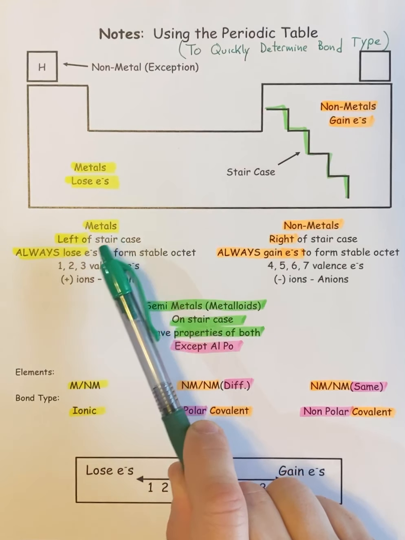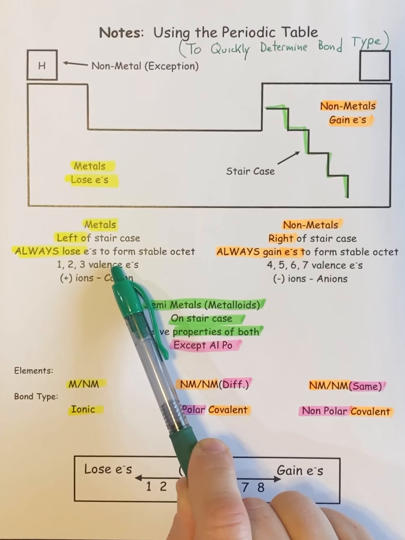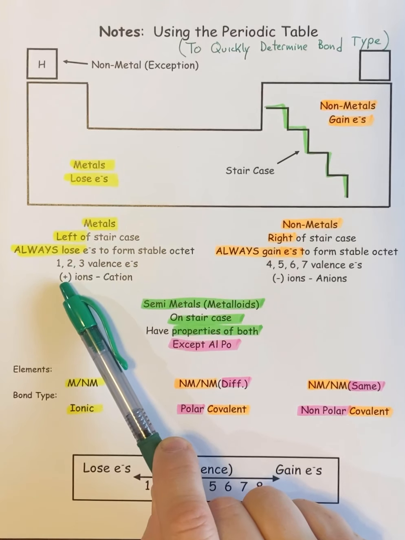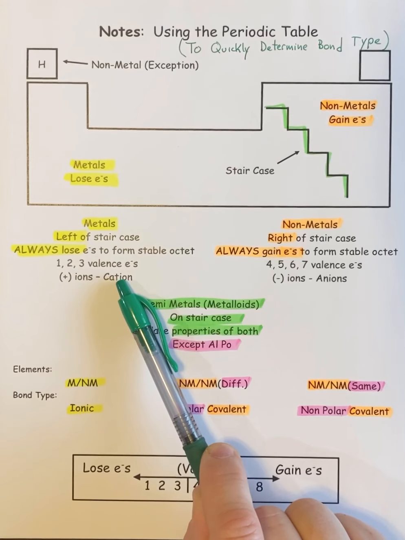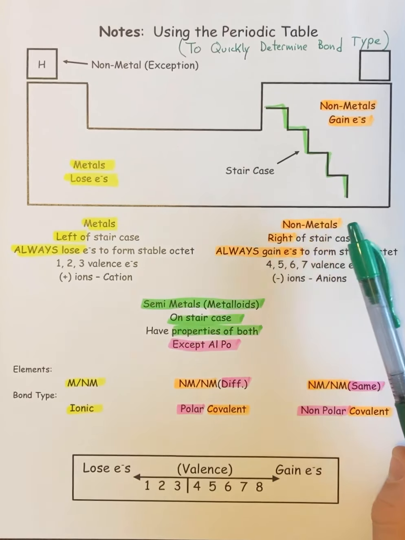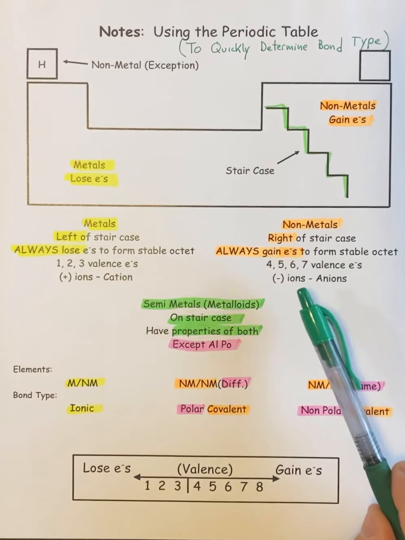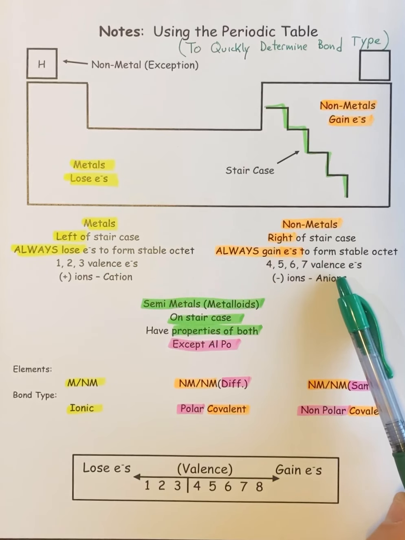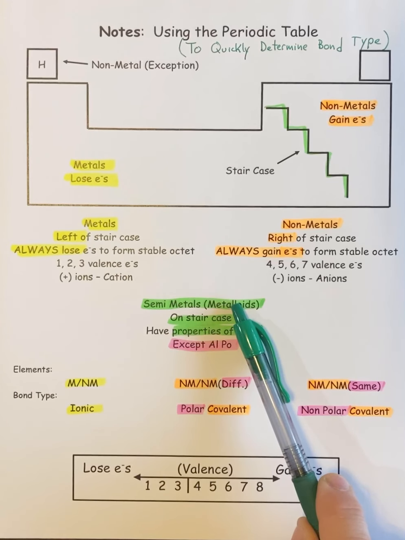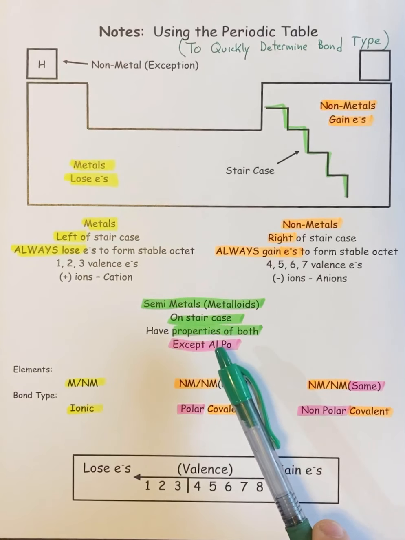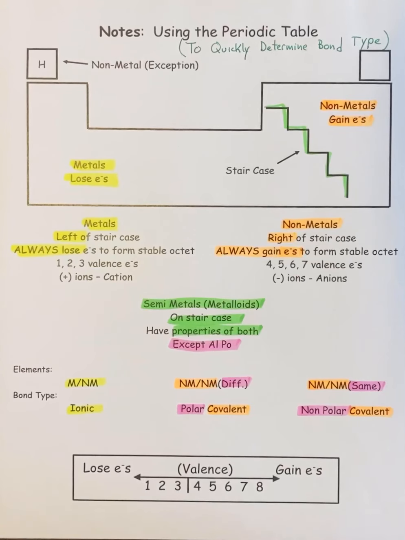Metals, they're on the left of the staircase. Because they have 1, 2, and 3 valence electrons, they're always going to lose. They like to form positive ions, otherwise known as cations, when they become stable. Nonmetals do the opposite. They're on the right. They're always going to gain. The reason? 4 or more valence electrons, they tend to form negative ions called anions. Semimetals, or metalloids, they're on the staircase, have properties of both. The exception is aluminum. And I mentioned this before.